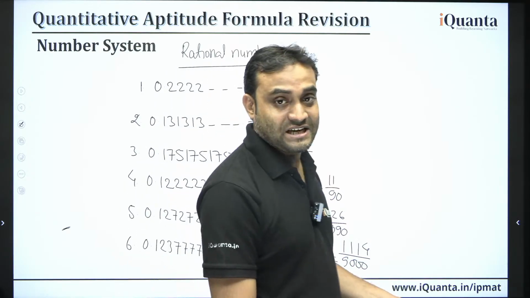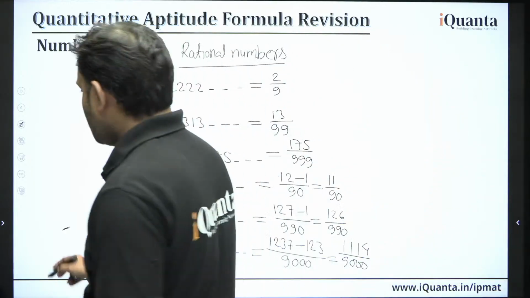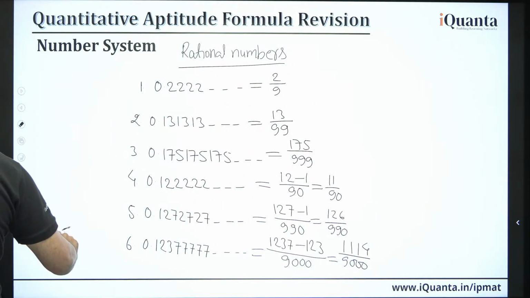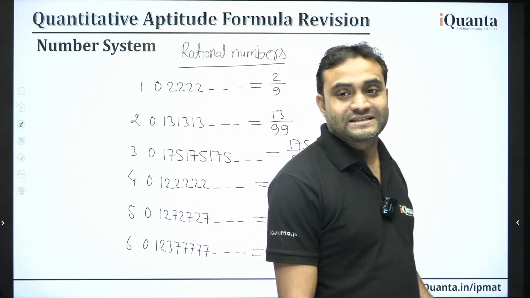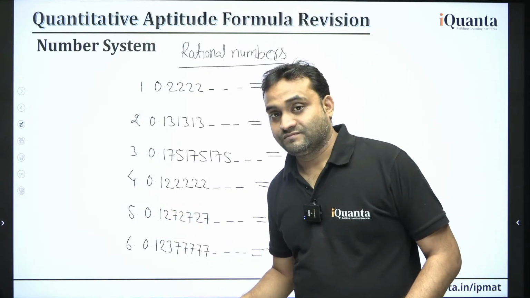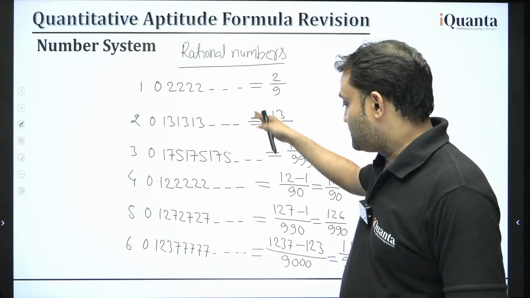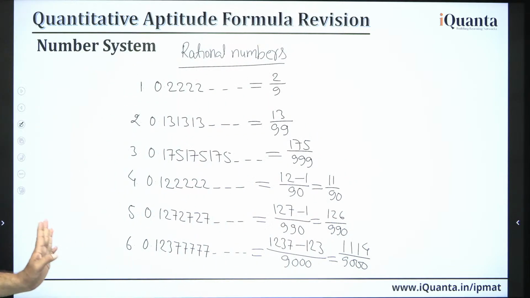I hope this is clear. This way you can convert any number which is not terminating after the decimal, but repeating, where some digits are repeating themselves. So take your time, understand it. Okay, I hope this should be clear to all of you, right?